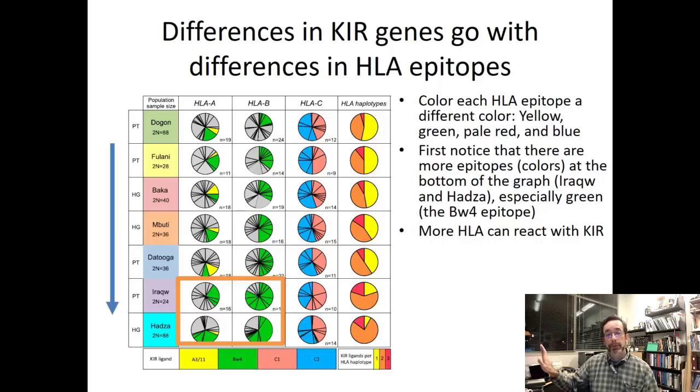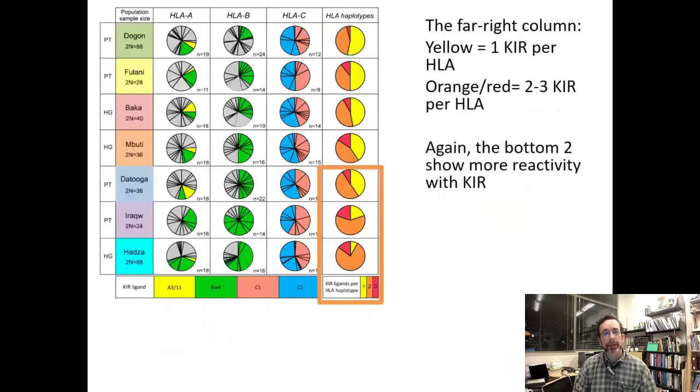For this rightmost part, we have an indication of how many KIR ligands there are per HLA haplotype. How many HLA can react with the KIR. The most important thing is it looks like the same 2 populations have more KIR ligands per HLA haplotype. In other words, they have more KIR possibilities for reacting.